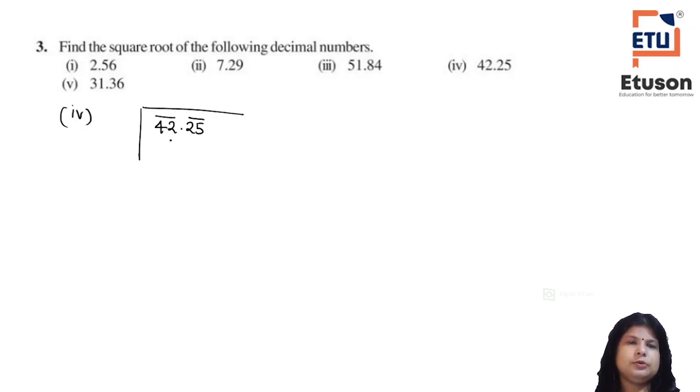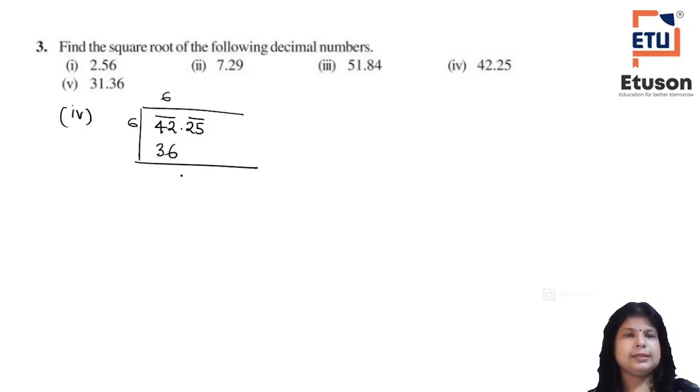So 42, the number having square less than 42 is 6. So 6 square is 36, 7 square is 49. So I have taken 6 here. 6 into 6 is 36, then 6. Then you can take down the remaining number, that is 25. As it is after the decimal, you can put one decimal point here. Then 6 into 2 is 12.